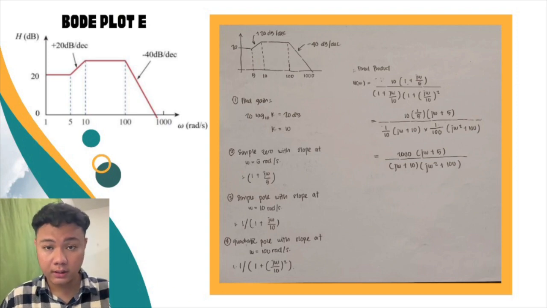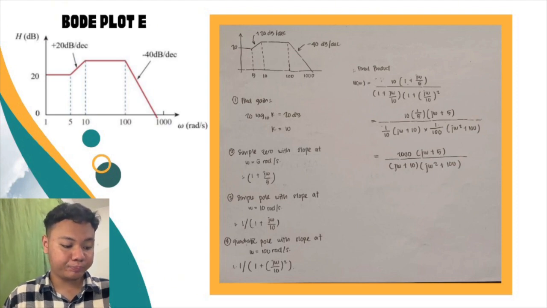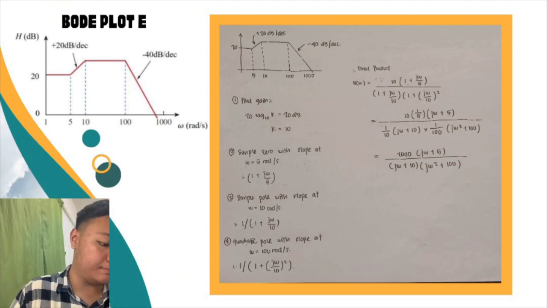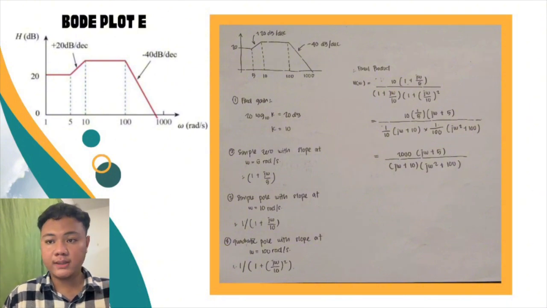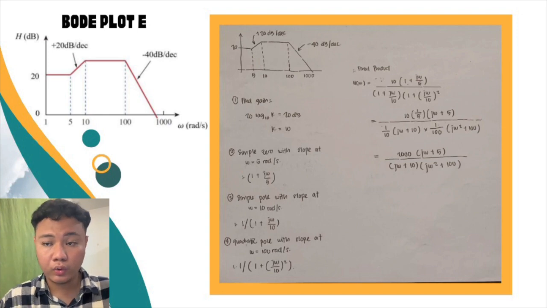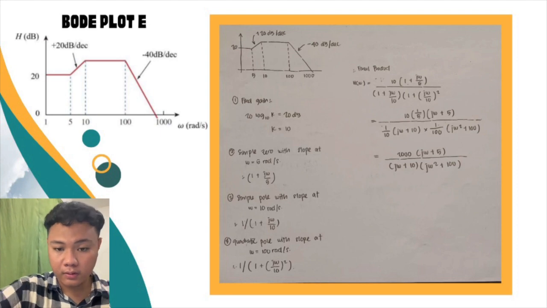For the second region, the x-axis is 5 to 10 omega radian per second, and in this region we can see the graph slightly increases by about 20 decibels. If we refer to the Bode plot, this is what we call a simple zero factor, with slope at omega equal to 5 radian per second, and the formula is 1 plus jω over 5.